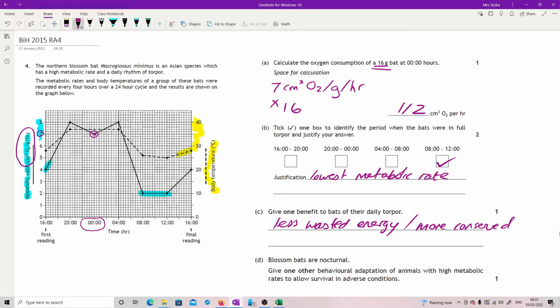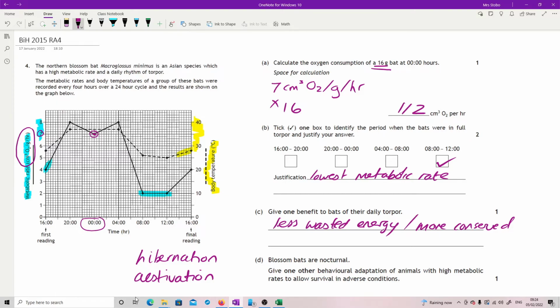Okay. Blossom bats are nocturnal. Give one other behavioural adaptation of animals with high metabolic rates to allow survival in adverse conditions. Okay, so if we're going to high metabolic rates, the one that I'm expecting you to pick up on is, well, bats are mammals, so we're looking for other mammals. So the other one I'm thinking of is hibernation. Okay, but the mark scheme is also quite happy with you going with aestivation, which you also have as a mechanism for shutting down in high periods of drought and high temperature.